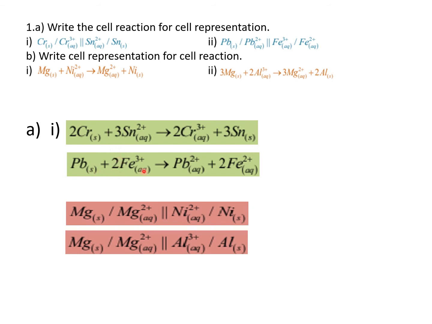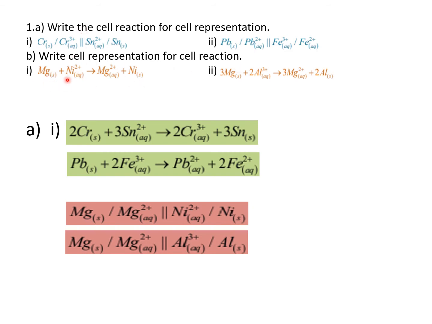You just observe what is happening in the full reaction. Accordingly you need to balance the ions, then only you will be able to balance it properly. The basic understanding is necessary for this. Okay, and the next: write the cell representation for the cell reaction. We need to write the cell representation the same way.